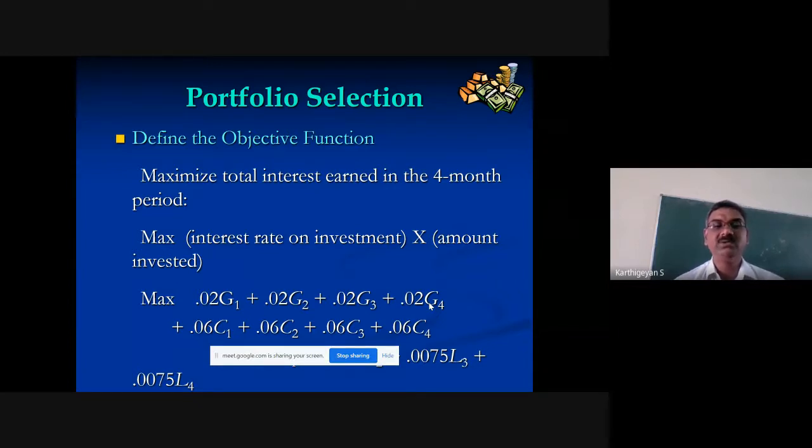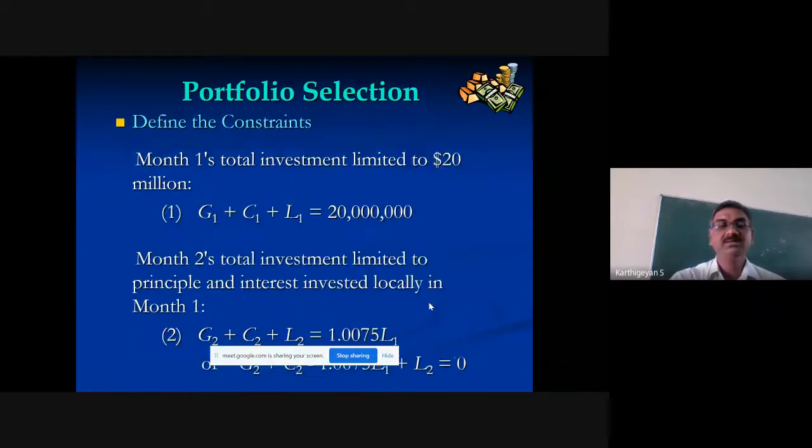You can take Z is equal to, Z is the total interest or the return in 4 months, which is equal to obviously 0.02, the 2% returns from the government bonds. Therefore, you multiply G1, G2, G3 by 0.02 and find the total return. In the case of loans, that is 0.06, that is your 6%. You multiply with C1, C2, C3, and then find the sum. Similarly, the next one is your local investments, that is 3/4 of 1%, so it's 0.0075 into the remaining. So you have, as I told, 12 variables, right? So that is your objective function.